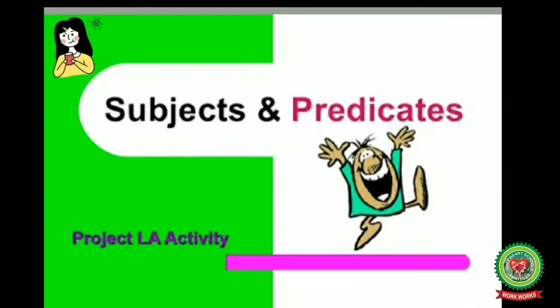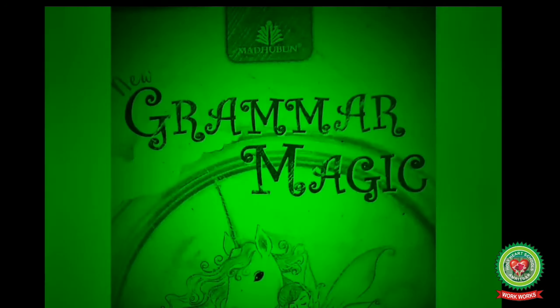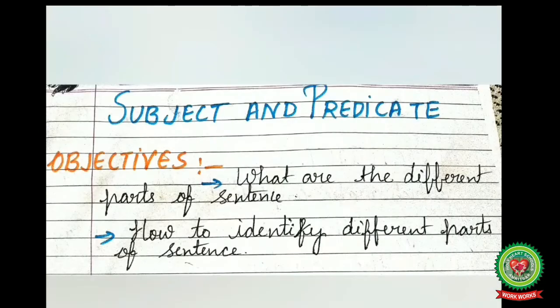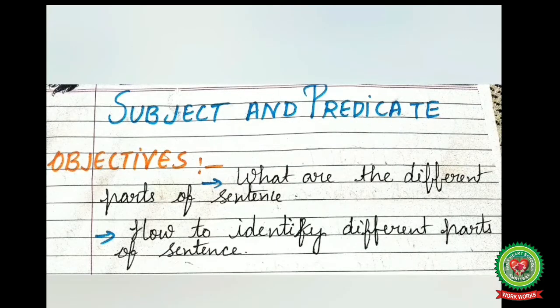Good morning, children. Today you will learn the topic subject and predicate. So open your grammar magic book, chapter the subject and predicate. By the end of this video, you will be able to understand the different parts of the sentence and how to identify the different parts of a sentence.